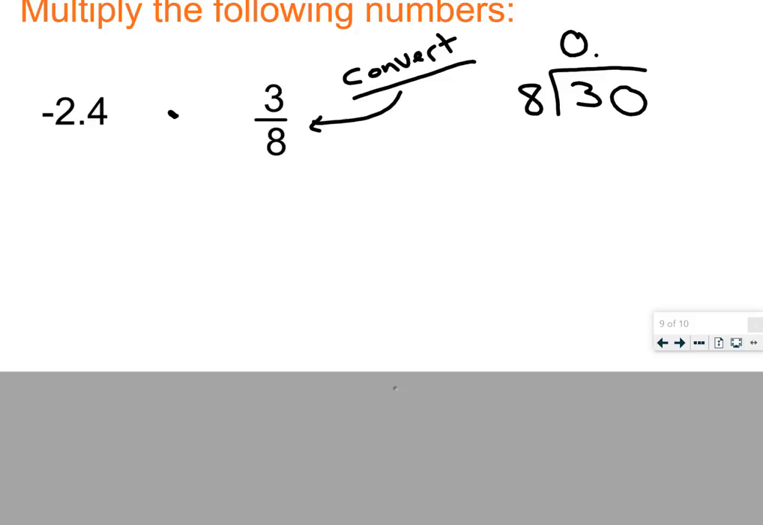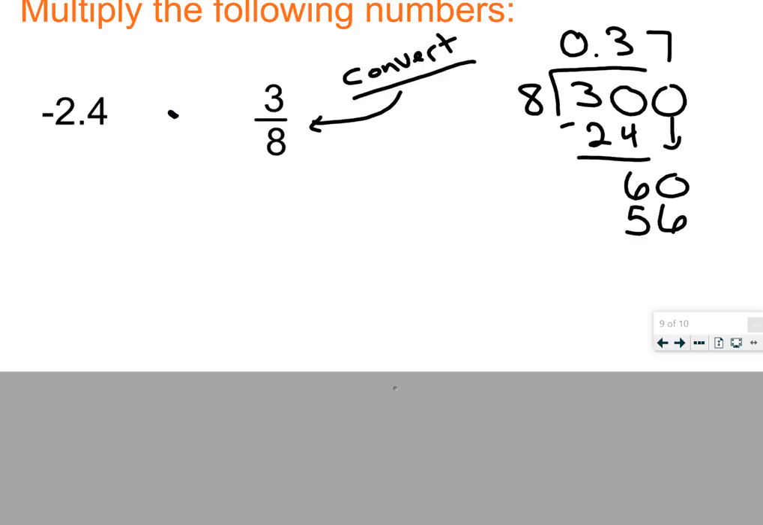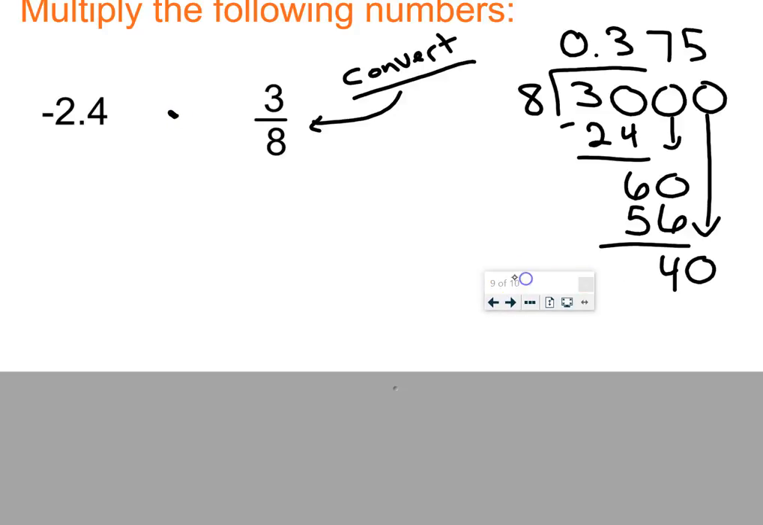How many 8s go into 30? 3. Multiply it around, you get 24. So you subtract, you get 6. Move down another spot. How many 8s go into 60? That's right, 7. So 7 times 8 is 56. Subtract, and you get a 4. We're not done yet. How many 8s go into 40? 5. Correct. And that gives you an even 40 with no remainder. Once you get to 0, you're done.